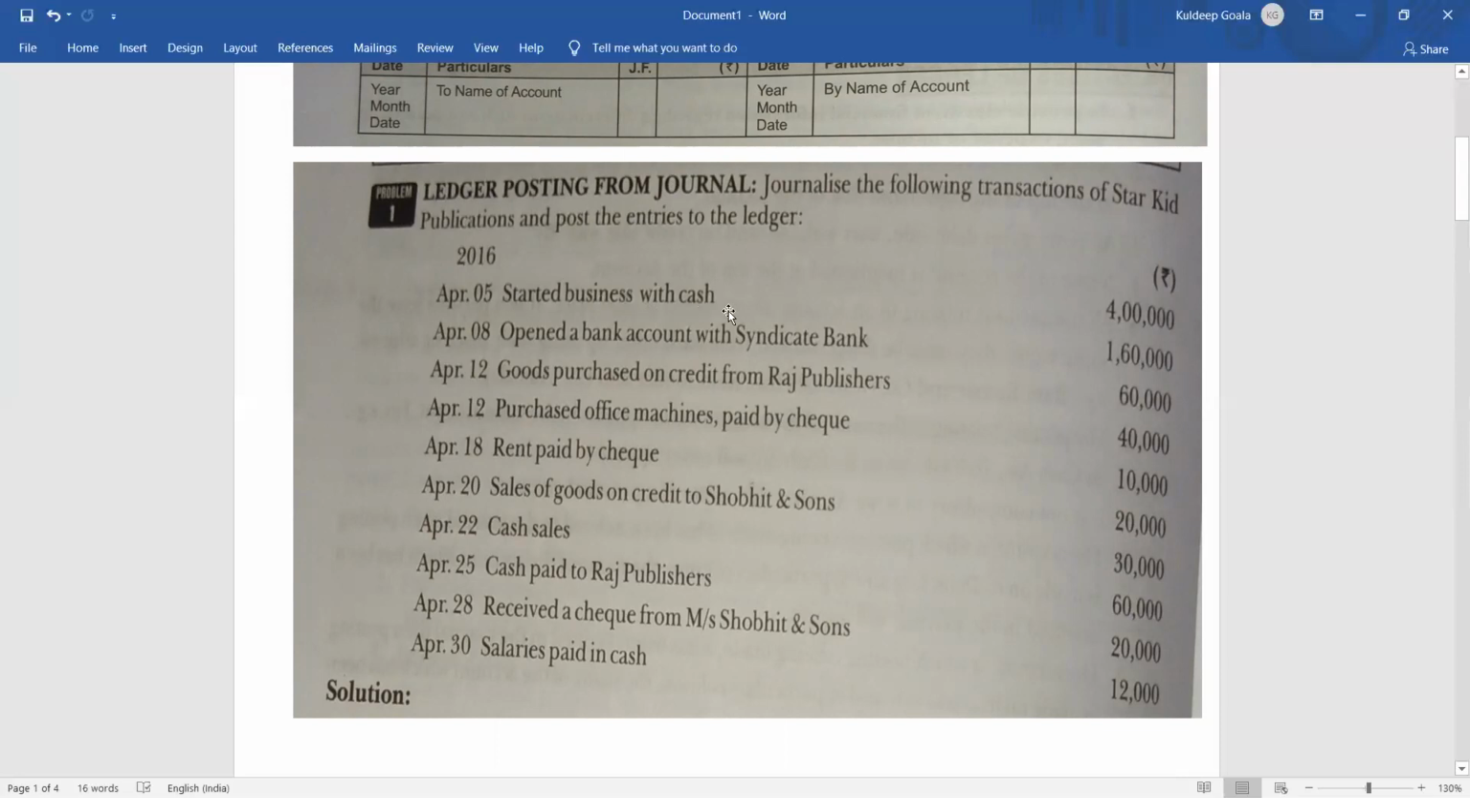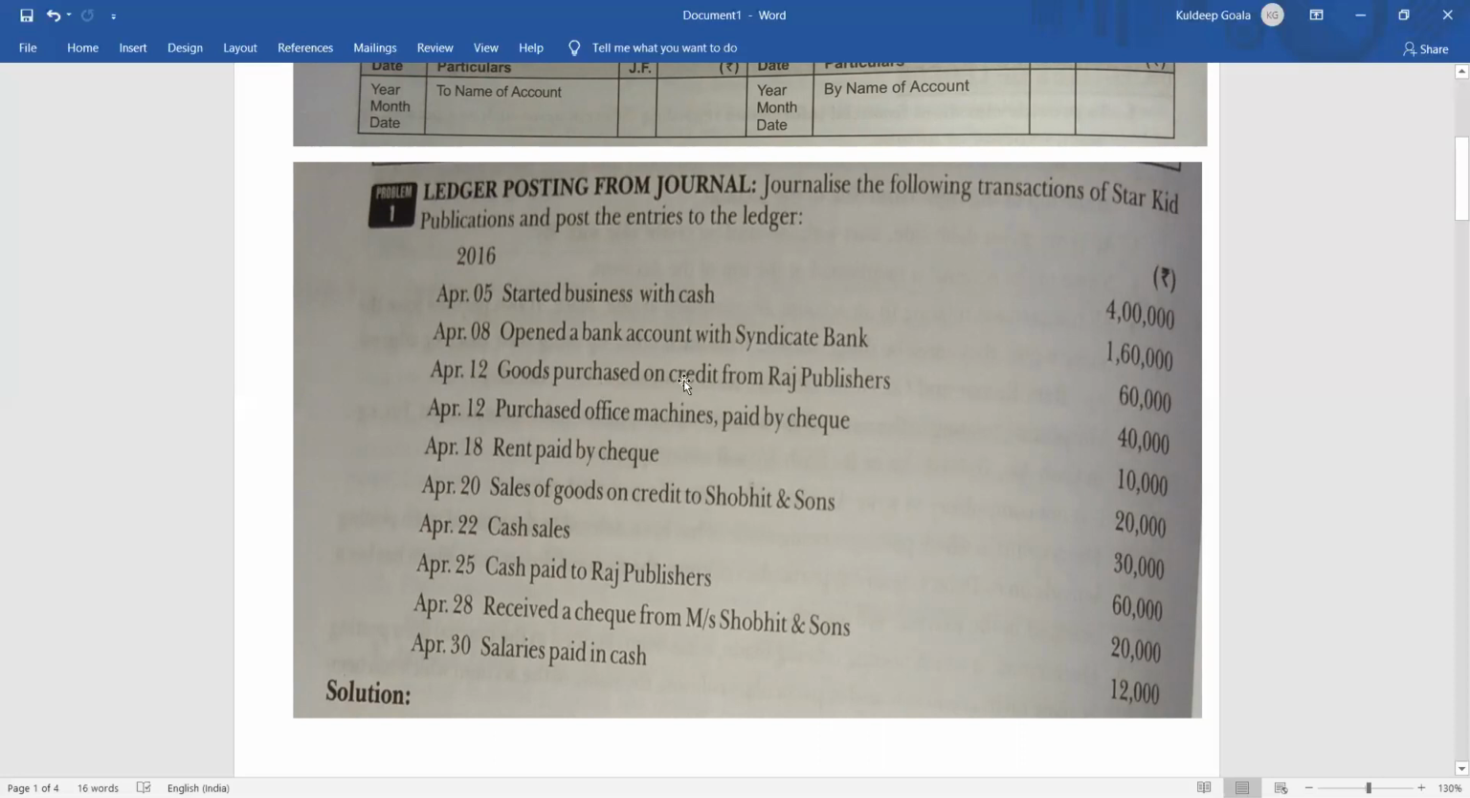Started business with cash. So what are the accounts? One is the cash and one is the capital. So two accounts we got, right? Then again, opened a bank account with Syndicate Bank. So one is the bank account, the Syndicate Bank account. So the third one also we got. And what is the fourth item? Here cash, right? Opening the bank account means with cash only we are opening. So we have already prepared the cash account, so no need to prepare it again. So total 3 accounts we have got till now.